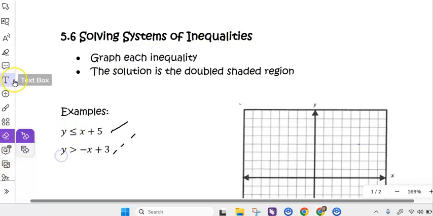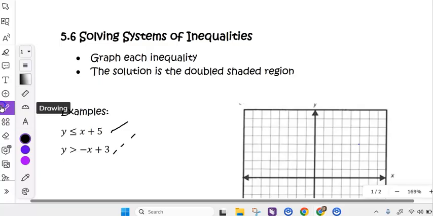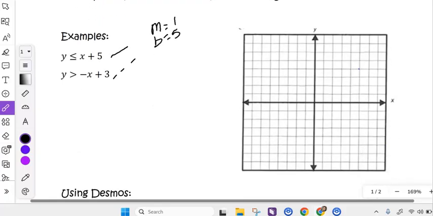I have my system of inequalities: y is less than or equal to x plus 5. The first thing I'm going to do is find my slope and my y-intercept. My slope is 1 and my y-intercept is 5. So I'm going to go to this graph and go to 5 on the y-axis. My slope is 1, so up 1, over 1. Now it does have an "or equal to," so it's going to be a solid line.